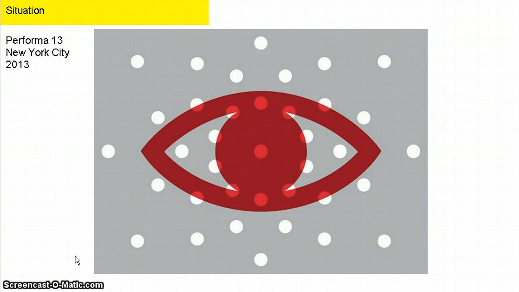Now, I'm showing you here the graphic design for Performa 13, which is a biennial of performance practice that goes on in New York City every 2 years. This being Performa of 2013, not Performa number 13, because this is actually number 5.